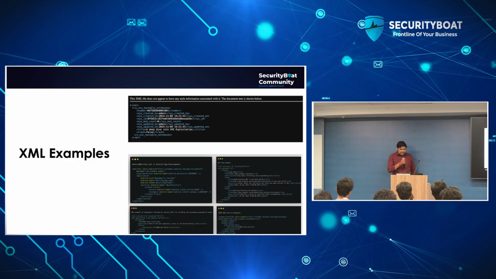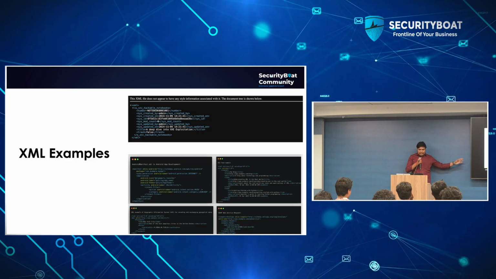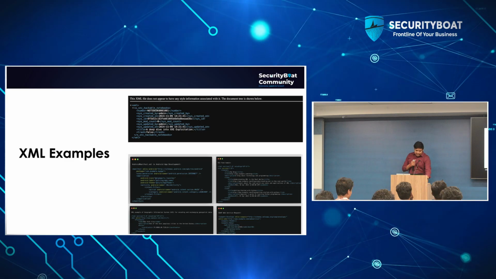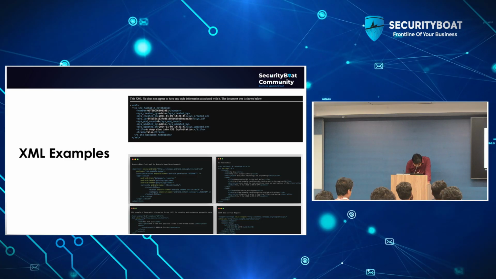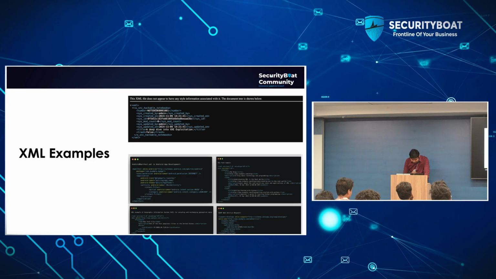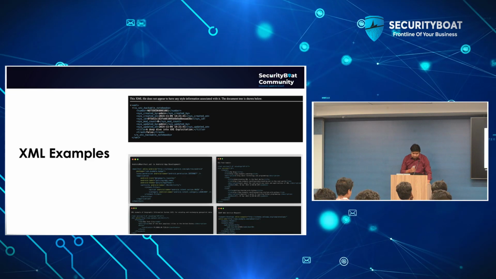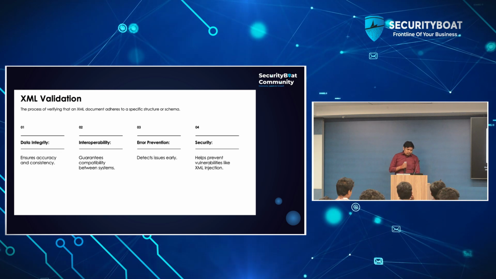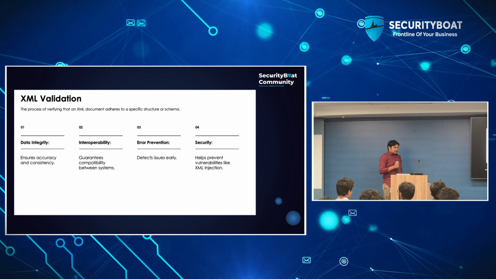So these are some examples. Down here you can see the Android manifest XML file, which is used in Android app development. So these are some of the examples. So how to perform the validation?